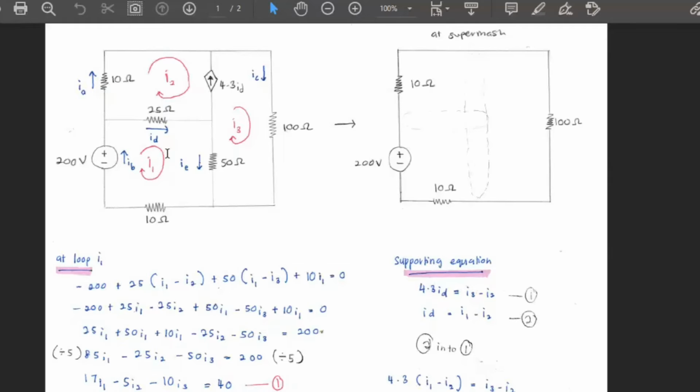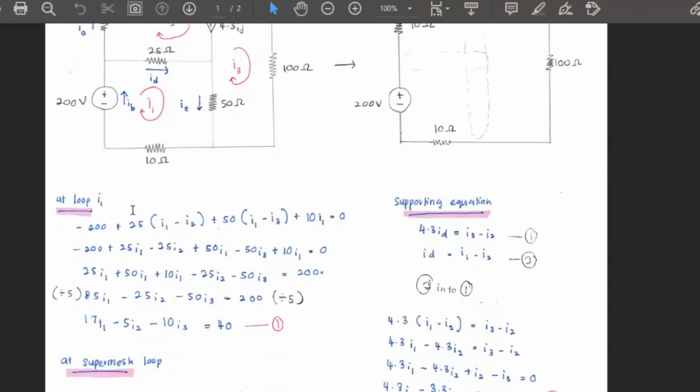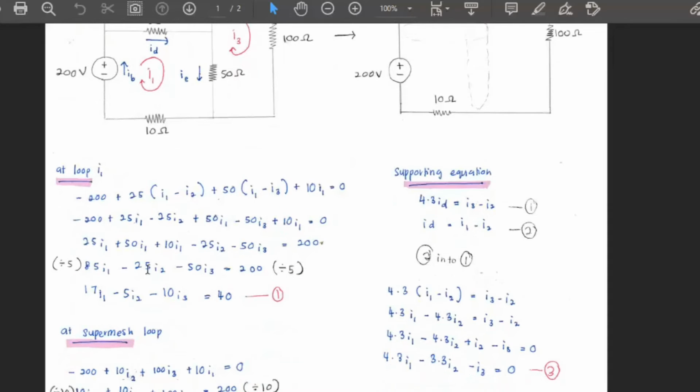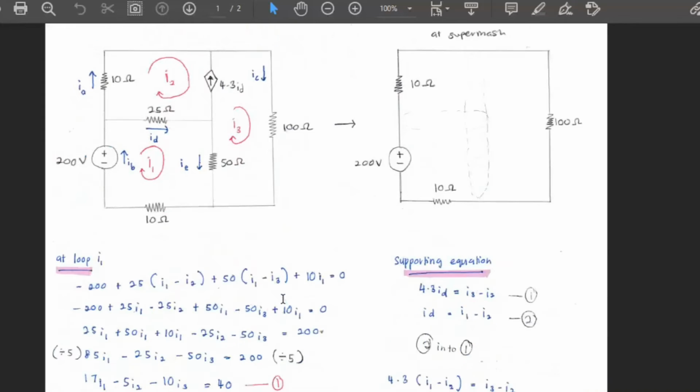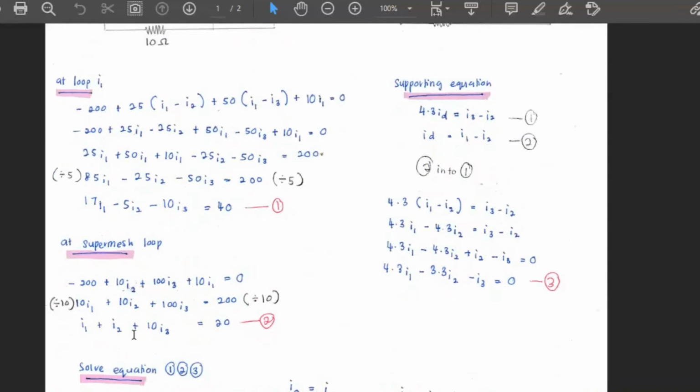In this circuit, I label loop I1, loop I2, and loop I3. Then in loop I1, I find the first equation. To find the first equation, we need to apply KVL, which means Kirchhoff's voltage law. And next, at the supermesh loop, I just use this component to find the second equation.